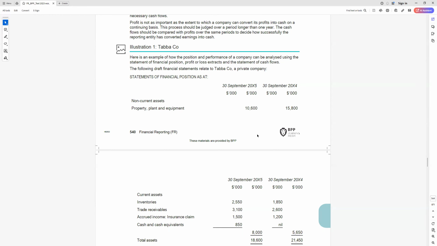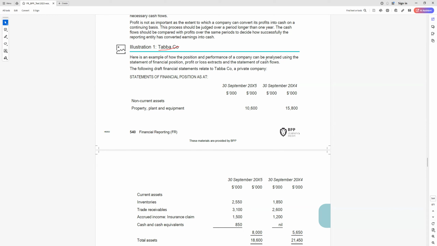All right, let's look at this one. It says, here is an example. We have TICO. Here is an example of how the position and the performance of a company can be analyzed using the statement of financial position, profit and loss extract, and the statement of cash flow. The following draft financial statements relate to TICO, a private company.